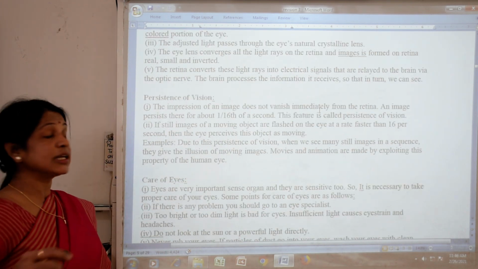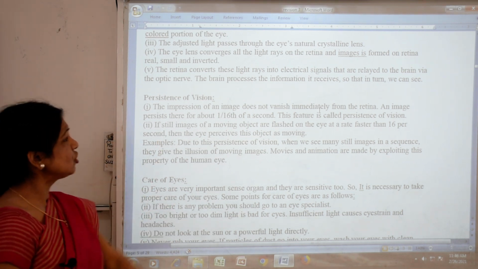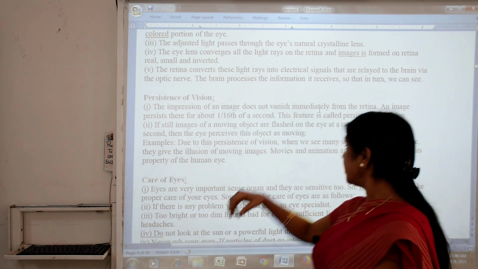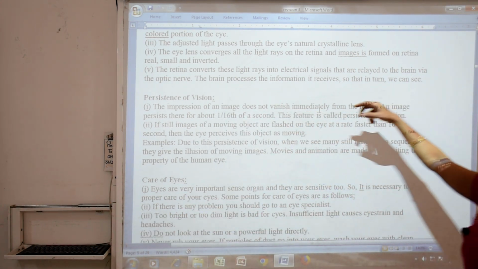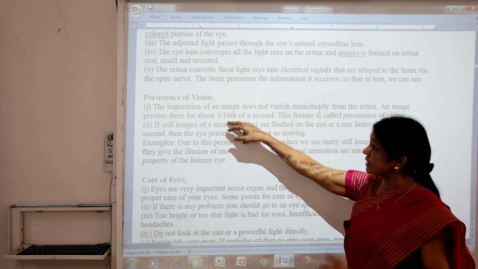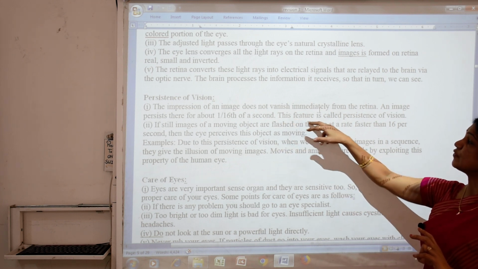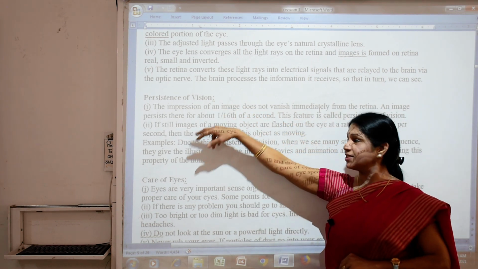Now we are going to see the persistence of vision. The impression of an image does not vanish immediately from the retina. An image persists there for about 1/16 of a second, and this feature is called the persistence of vision. It is a very precious feature.